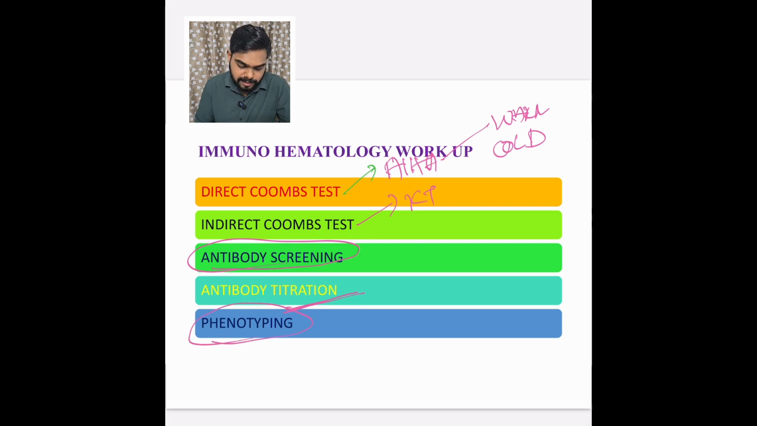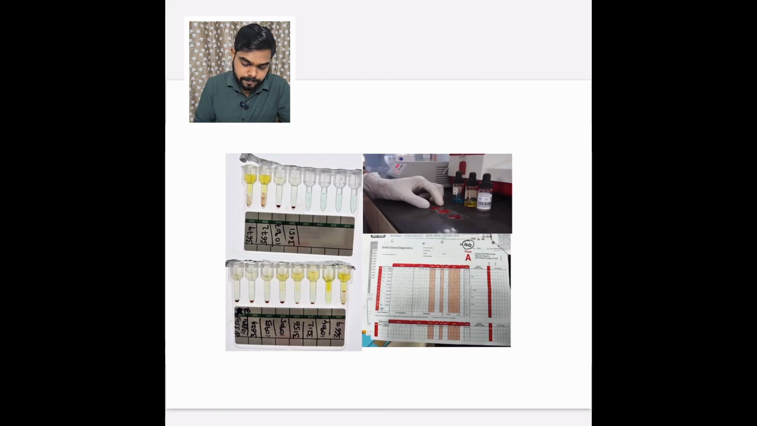Okay, and the last thing we are doing is phenotyping. Phenotyping means we will phenotype the exact antigens. For example, in the Rh system, we have 5 antigens: C, small c, capital D, capital E, small e. If we phenotype the patient, we can understand whether the patient is capital C or small c. We have to give phenotypically matched, cross-matched fit units to the patients. So this is also very important in blood banking or immunohematology workups.